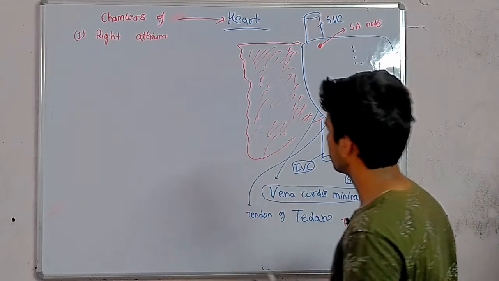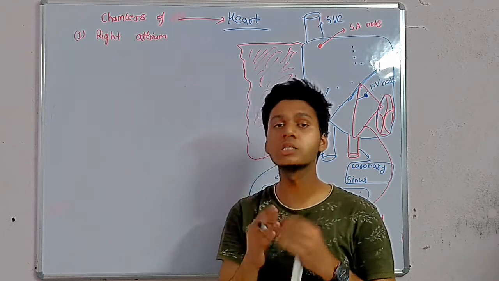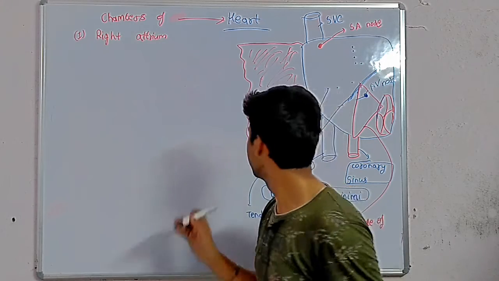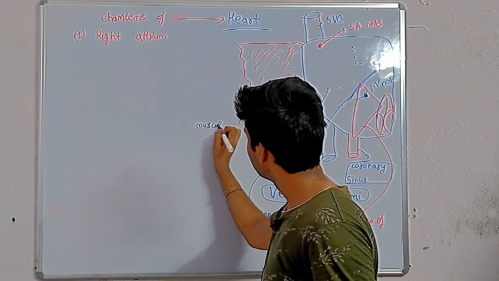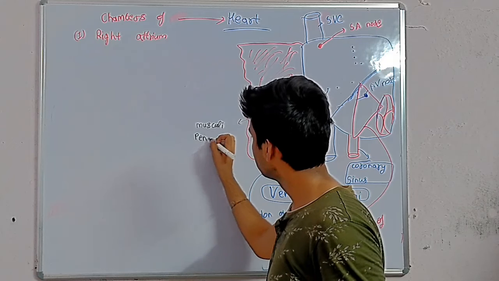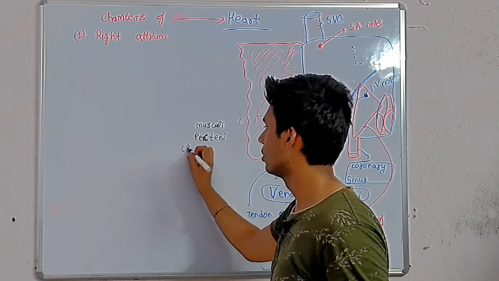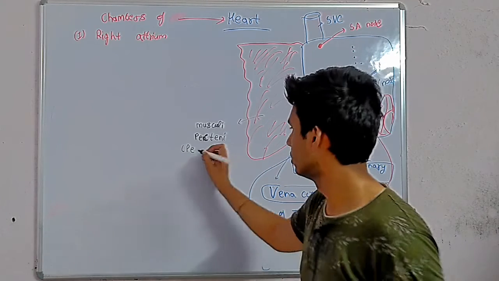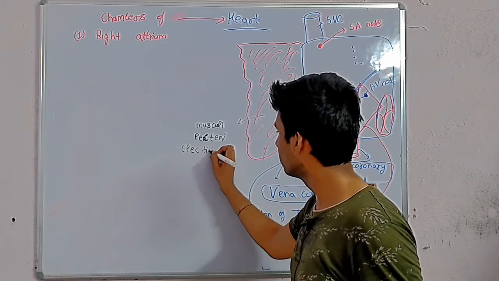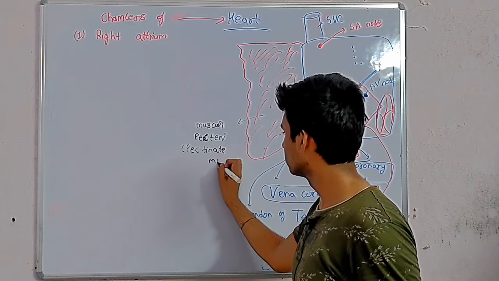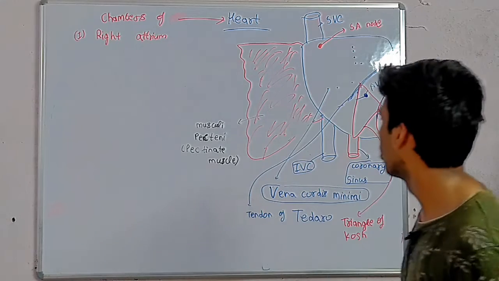Then come to the anterior wall. The anterior wall is rough and contains some projections of heart muscles. These muscles are called musculi pectini, or pectinate muscles. These are the heart muscles just roughening. Pectinate muscles form the rough anterior wall.